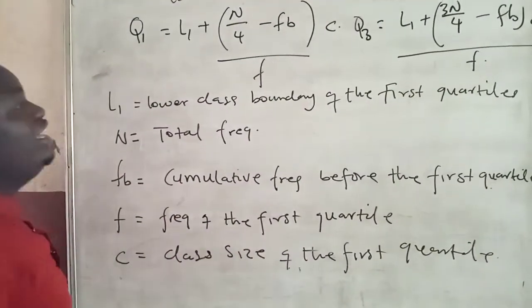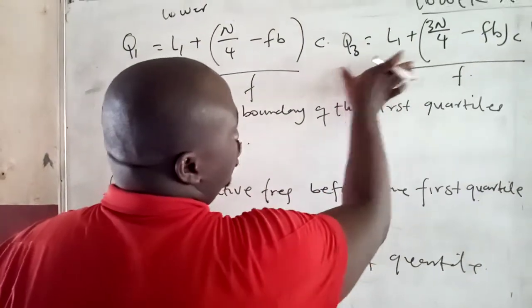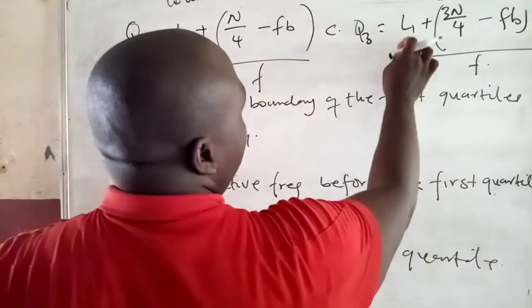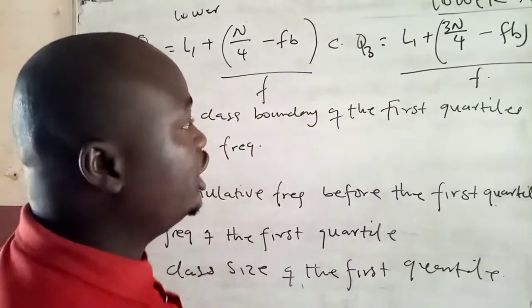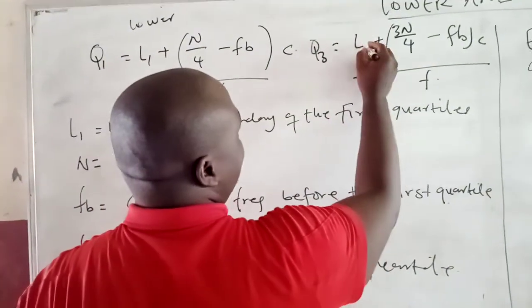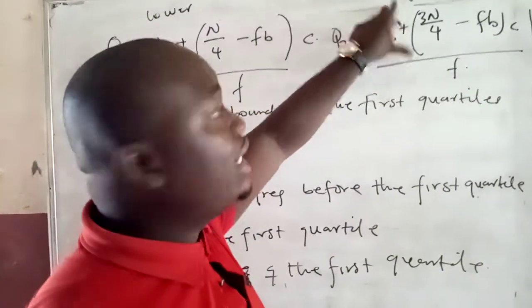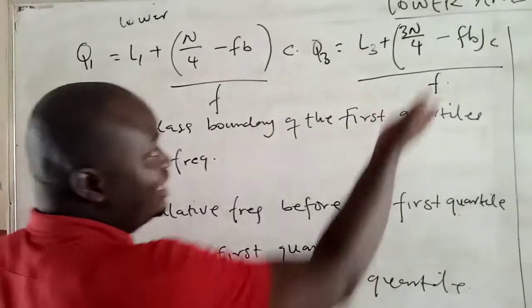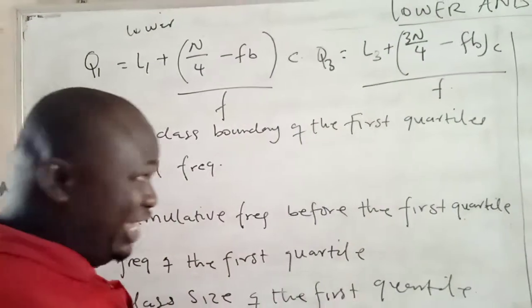Now, if I change it and introduce the formula for Q3, that means you should know that L1 is the lower class boundary of the third quartile. Let me even put it as L3 so that it will not confuse you. If you want to define it under the third quartile, it means the lower class boundary of the third quartile, and FB will be the cumulative frequency before the third quartile. Let's go on so that you understand what I'm saying properly.